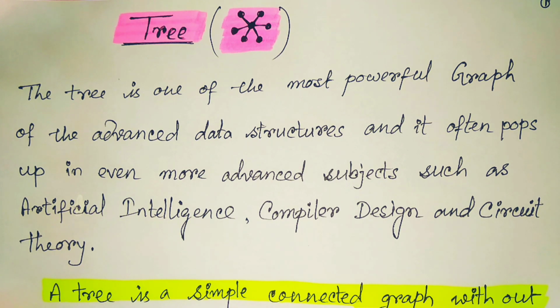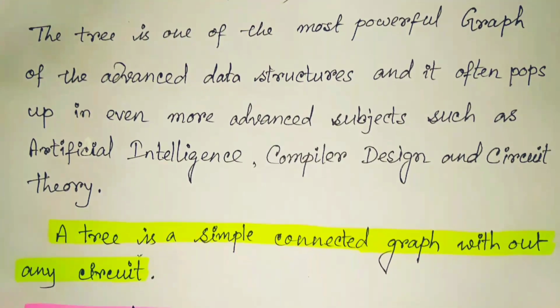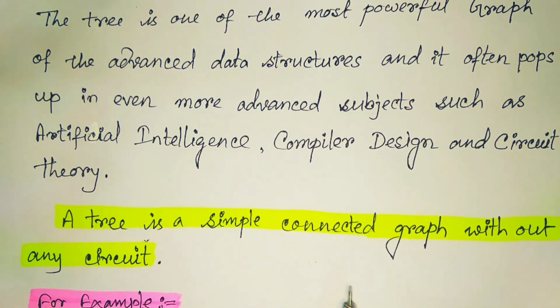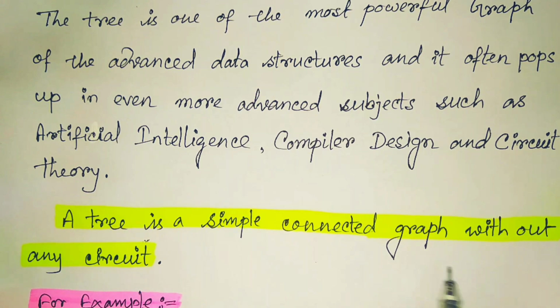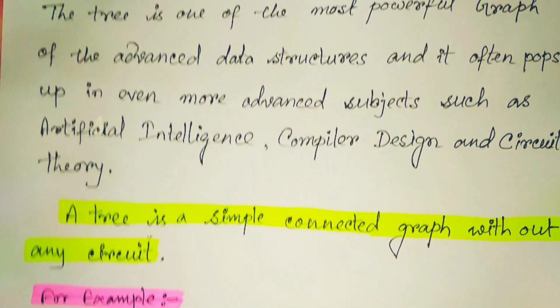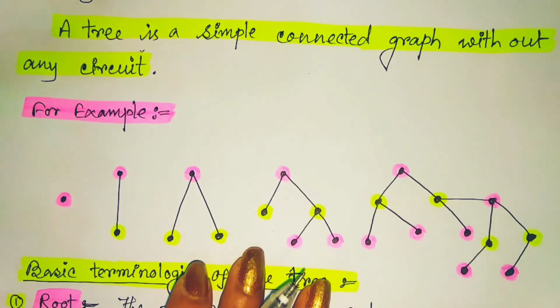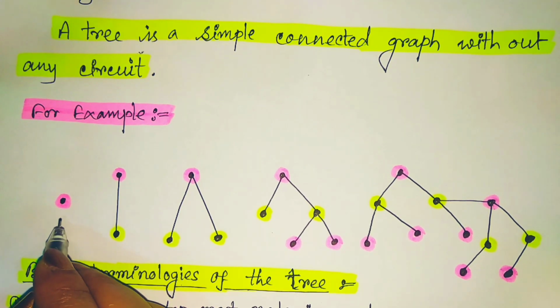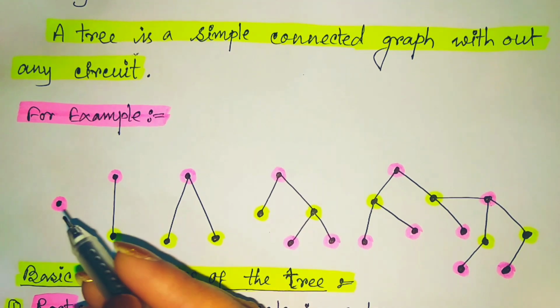So what is tree? A tree is a simple connected graph without any circuit. For example, let us consider this one as a graph. Only one vertex is there, so no circuit is there. It is a simple graph and it is definitely connected.